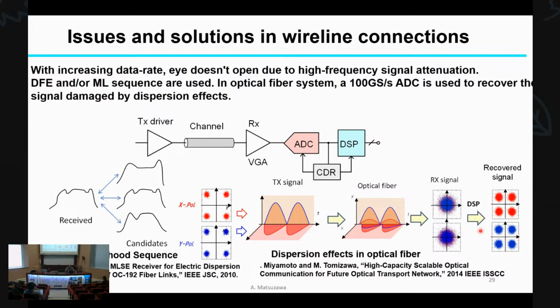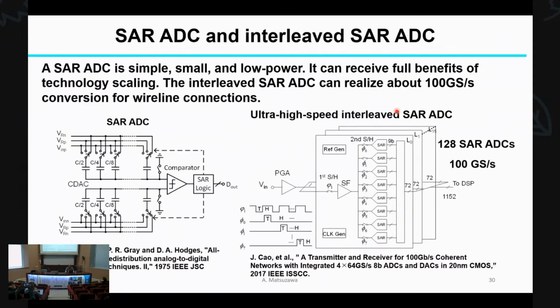But not only develop such a high speed DSP, but also a very high speed ADC, extremely high speed. To realize this high speed ADC, conventionally an interleaved unit ADC is used. This is 128 unit ADCs working in an interleaved manner. So finally we realize 100 gigasamples per second.